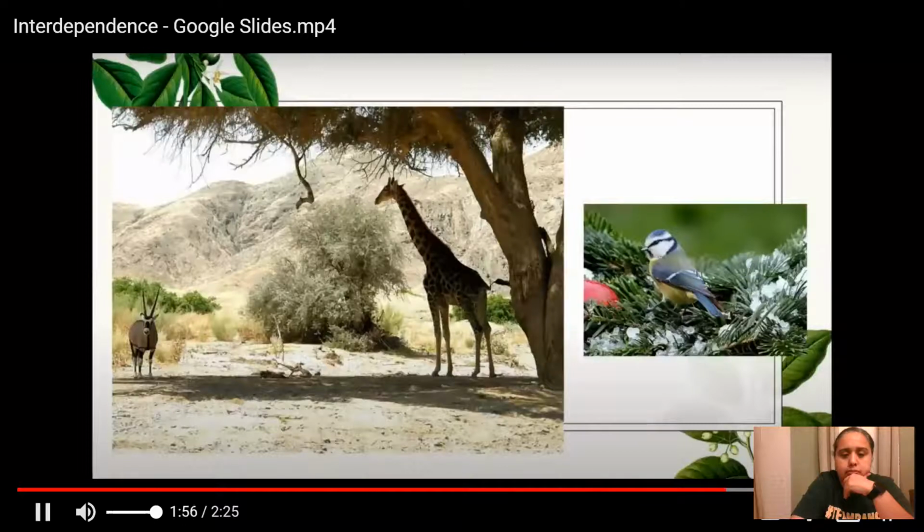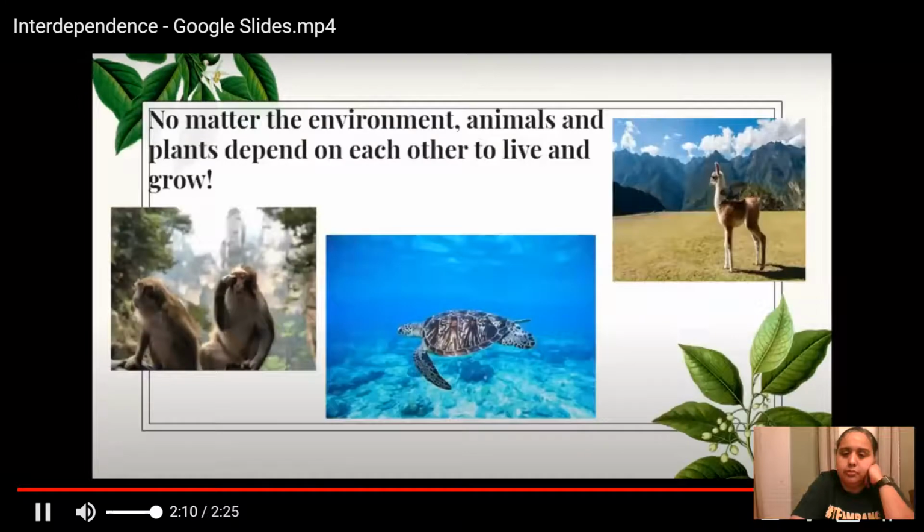Animals depend on plants from weather that is too hot or too cold. Do you notice how the giraffe is finding shade from the tree? No matter the environment, animals and plants depend on each other to live and grow.